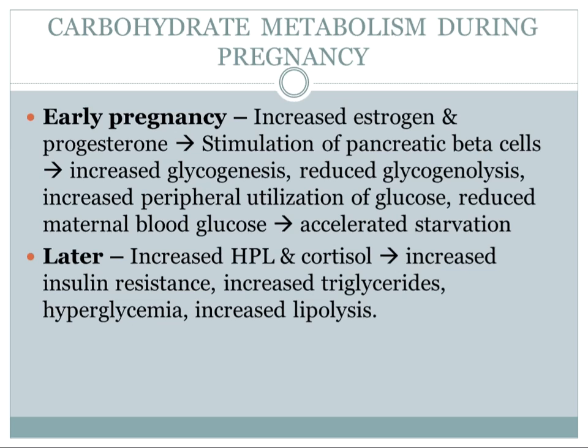They cause multiple changes in the carbohydrate metabolism and cause hyperglycemia. So, what happens in pregnancy? What I'm talking about is normal pregnancy. In normal pregnancy, in the early pregnancy, there is increased estrogen and progesterone production by the corpus luteum. These hormones stimulate the pancreatic beta cells to produce more insulin. So more insulin is produced.